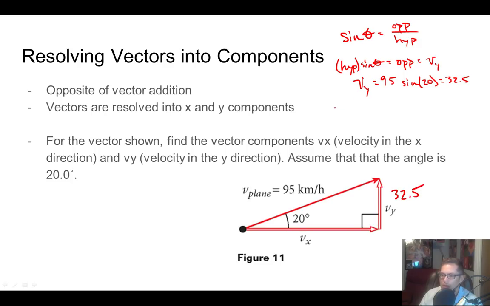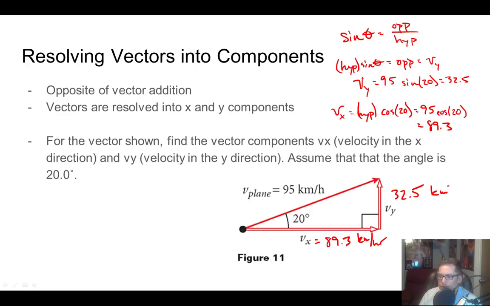Okay, and then to get cosine, well, we know our v sub x is going to be the same thing, except that we're going to use cosine instead. So it would be hypotenuse times cosine of 20. Our hypotenuse is 95 times the cosine of 20. So our v sub x is 95 times the cosine of 20. We get 89.3. So that means this guy is equal to 89.3 kilometers per hour.